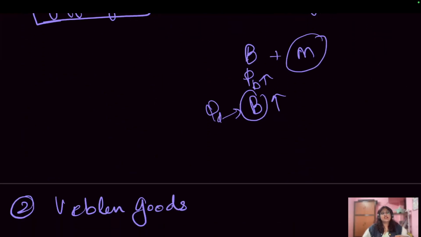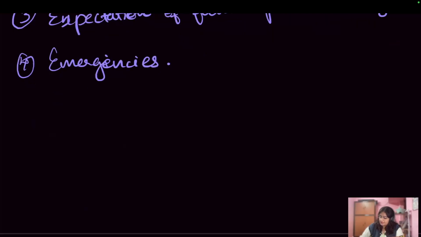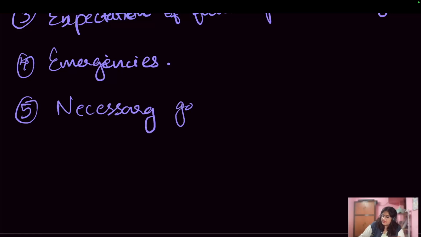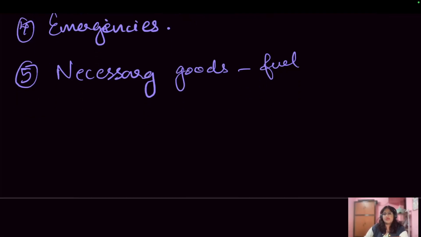Another exception is necessary goods, like fuel, LPG, petrol. Even if the petrol price increases, we have to purchase petrol, right? We have to go from point one to point two. So we have to purchase petrol or LPG. We have to cook our food. So these things, no matter how much the price increases, we will have to purchase.